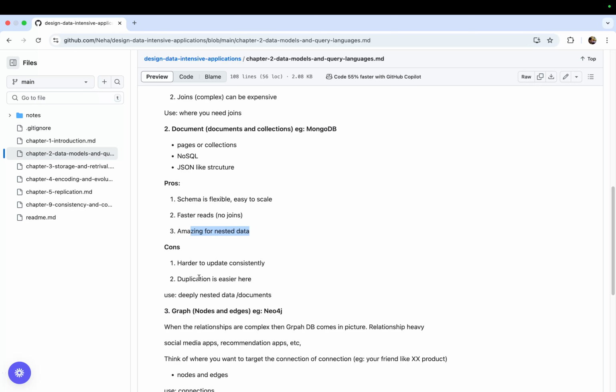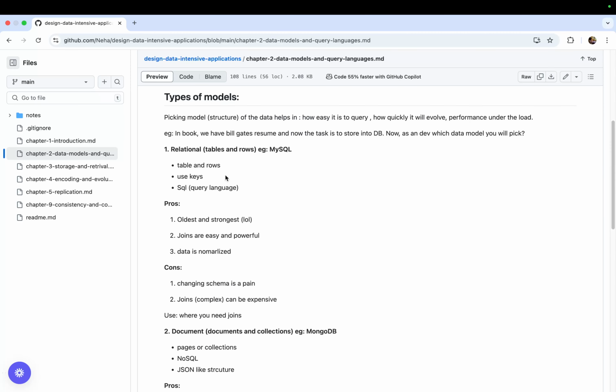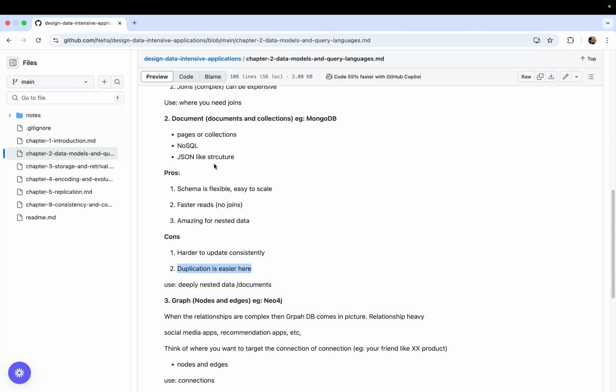Again, there are cons. Harder to update consistently. So if you have to keep updating it, it is gonna be a pain because the query language is different here, so you need to write extra code. Duplication is easier here, definitely. In relational ones, this is what you are getting: there is an ACID property, there is consistency. In upcoming chapter summaries, I'm gonna explain those also, which is missing from our document one. So duplication is easier here. Now in data, duplication is not a good trait to have. I hope you know why. So think about it. There should not be duplicate data. So this could be a con here.